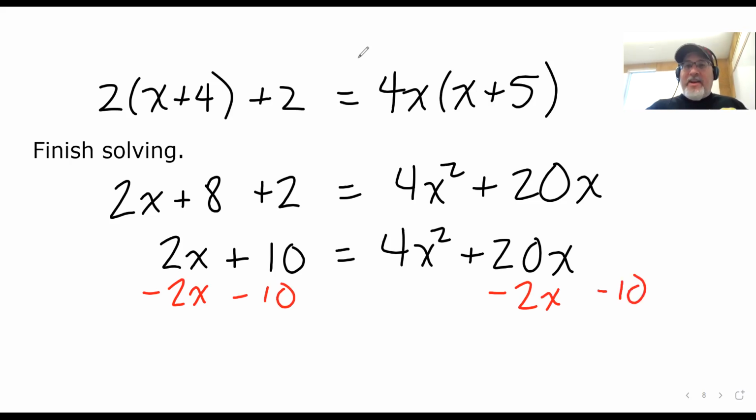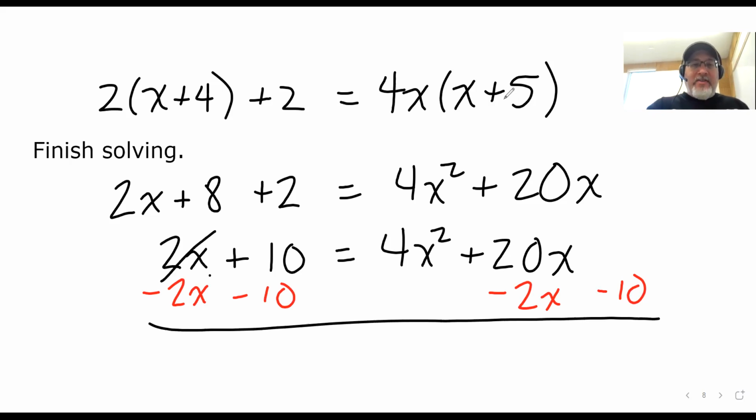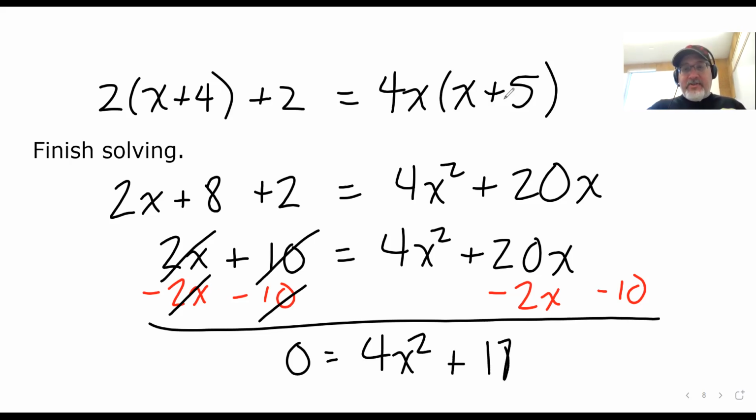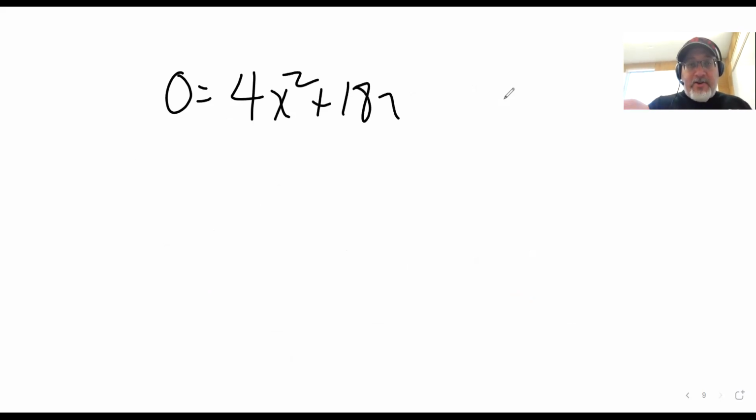The moves that I'm doing right now to empty out the left should be pretty obvious by now. Subtract to get rid of anything that's added. Add to get rid of anything that's subtracted. Everything cancels out, leaves a 0. And on the right side, we have 4x squared plus 18x minus 10. So now it's a quadratic equation ready to succumb to whatever technique we're going to use to solve it. 0 equals 4x squared plus 18x minus 10.